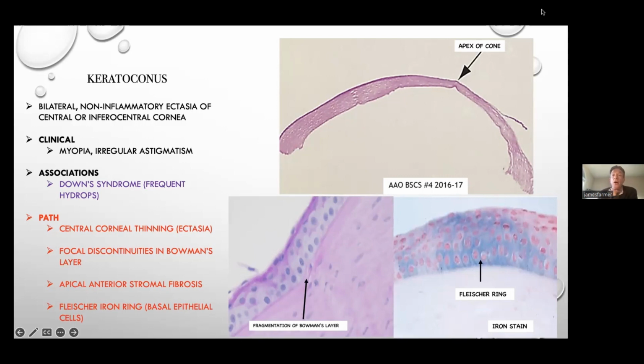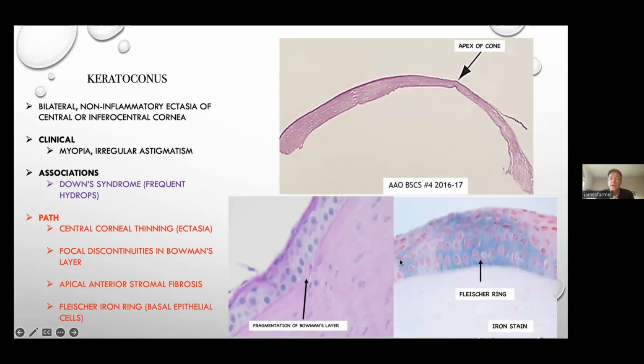What we see under the microscope is this paracentral thinning or ectasia of the cornea. Bowman's layer is the compressed anterior layer of the stroma that sits just below the epithelium. It serves as a barrier to infectious organisms, to non-scarring erosions of the surface of the eye. Because of the thinning and the pressure applied to the cornea, one will see these buckling or discontinuities in Bowman's. You will get fibrosis because of the progressive thinning.